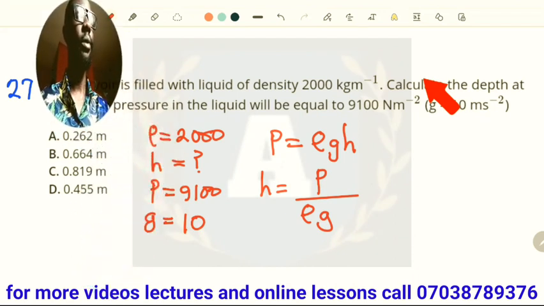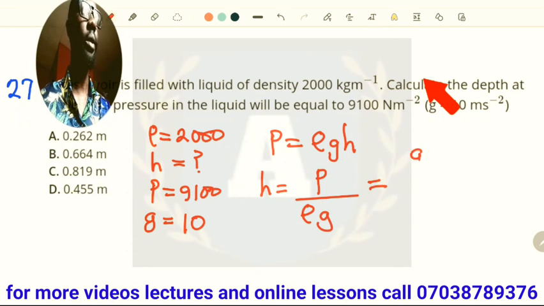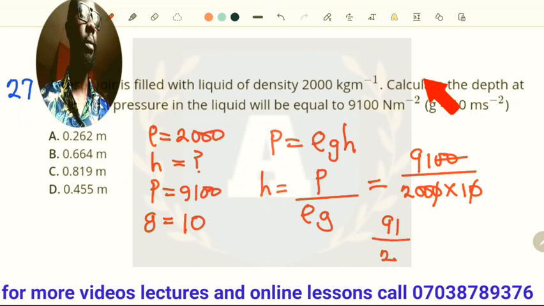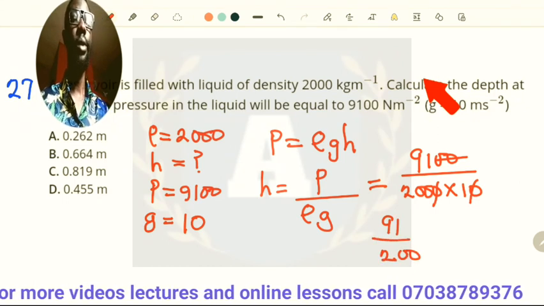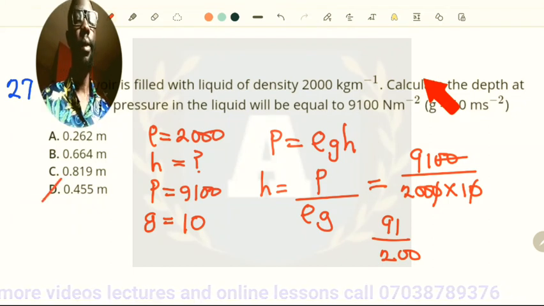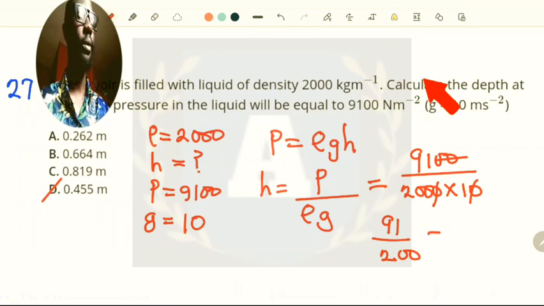So what do we have there? Pressure is 91 divided by the density, which is 2000, multiplied by 10. So two zeros cancel, and we are left with 91 divided by 200. So that is 0.455 meters.